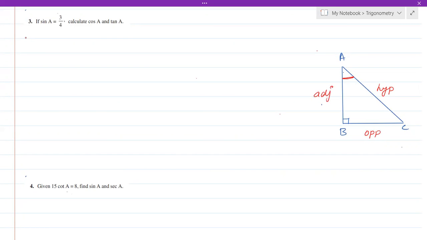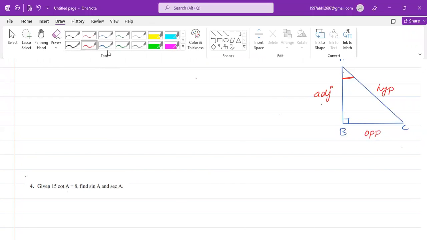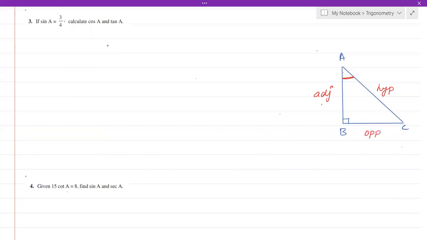Okay. Now, what is given? It is given that sine A is 3 by 4. Now, what is sine? Sine is defined as opposite by hypotenuse. According to the figure, what is opposite? Opposite is BC and hypotenuse is AC.